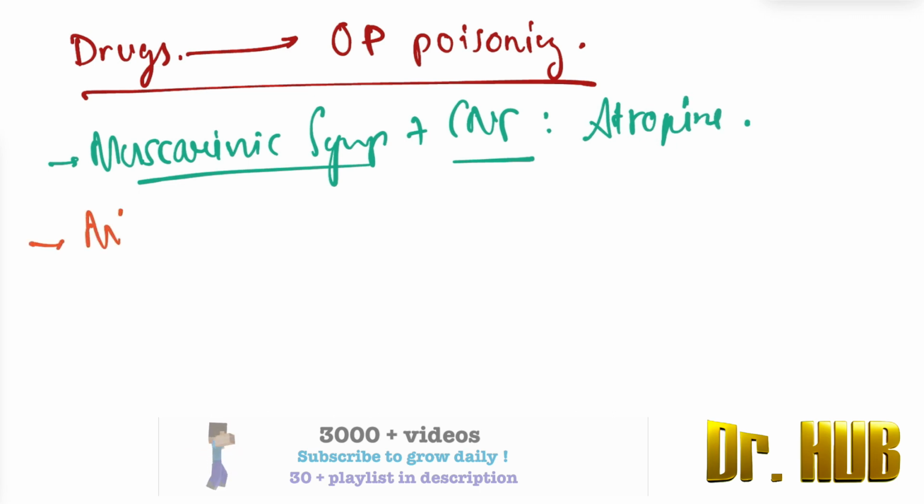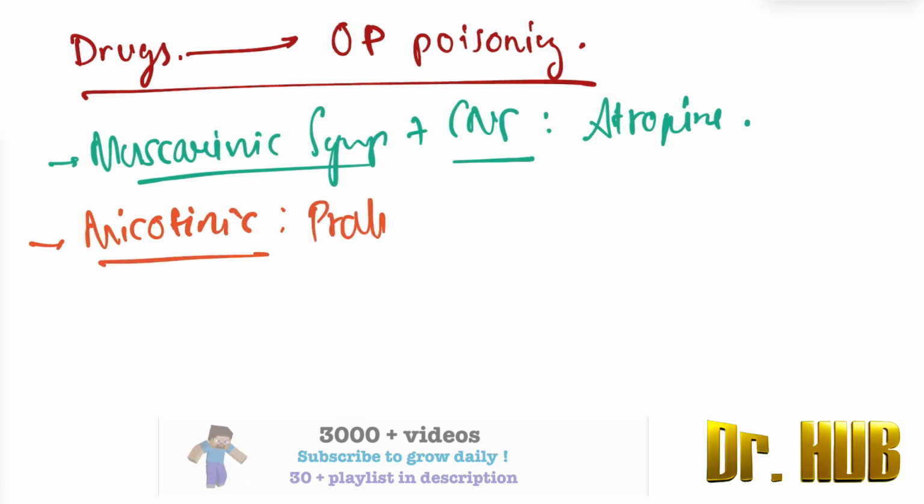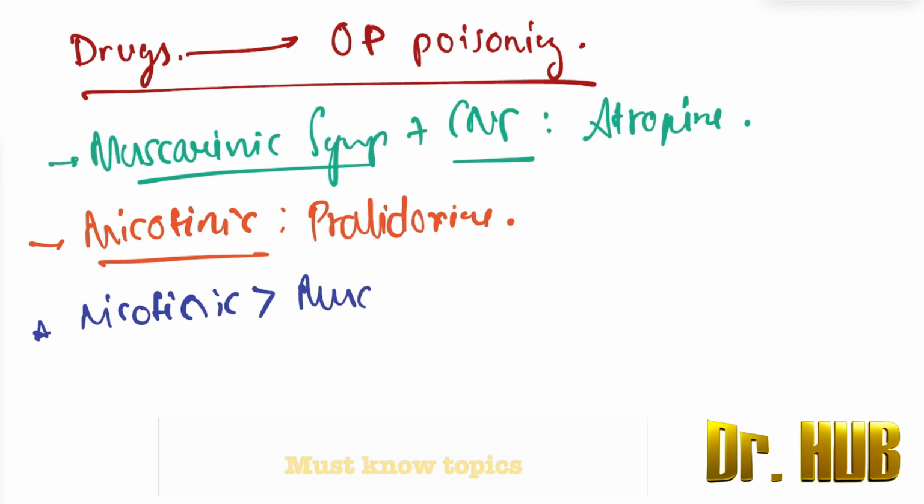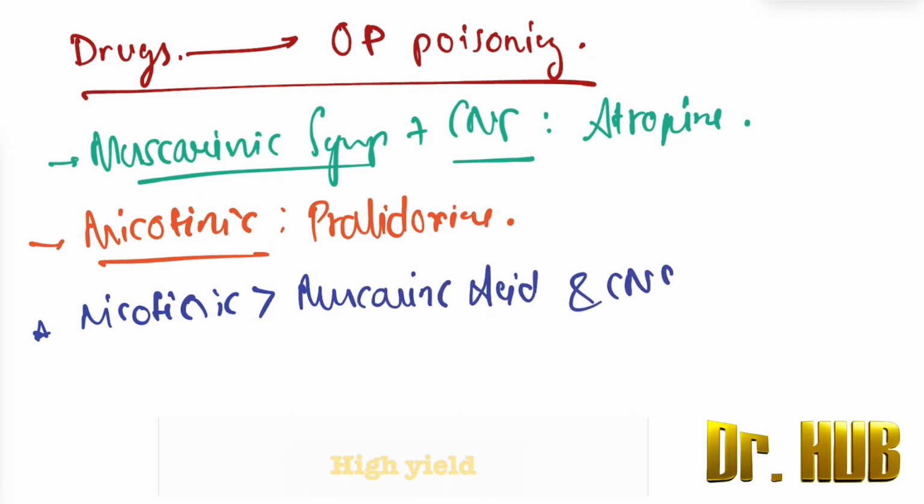Next is in case of the nicotinic symptoms, where pralidoxime is used for treatment. First, in muscarinic it is atropine, and in nicotinic it is pralidoxime. The nicotinic effects are greater than the muscarinic effects and the CNS effects.